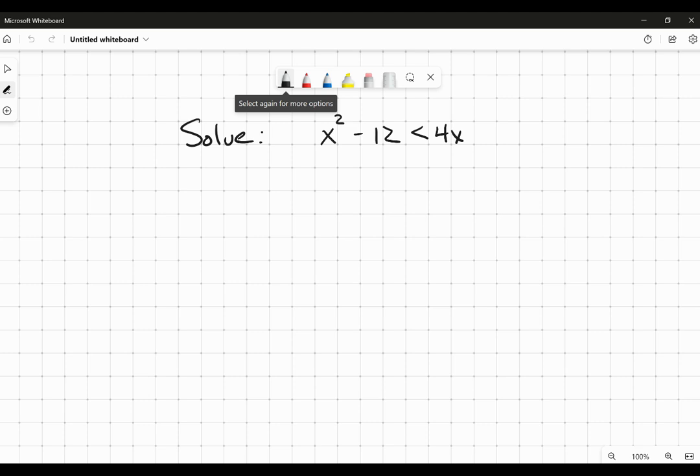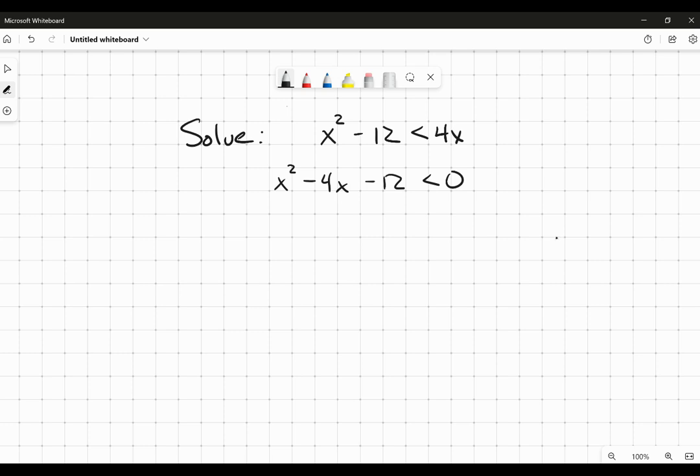All right, hi everybody. So in this video, we're going to solve the inequality x squared minus 12 less than 4x. And just like we do with a lot of quadratic equations, we're going to bring everything over to one side, just like that. I'm going to bring the 4x over so that I've got the quadratic and I'm comparing it to 0.